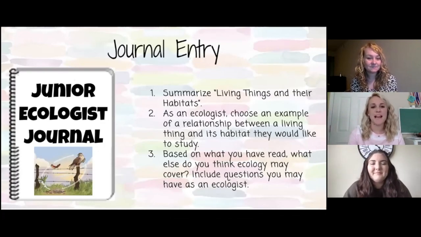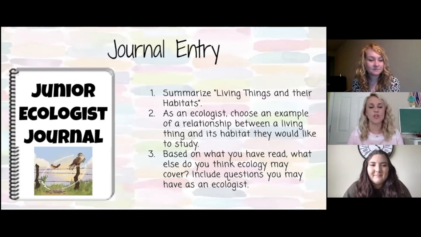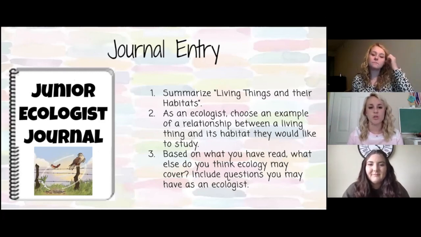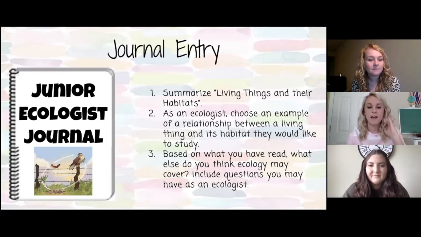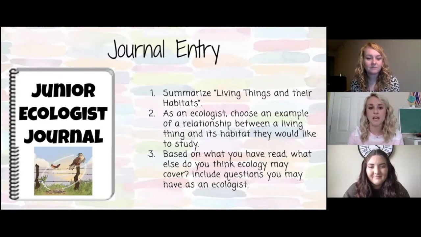Okay, and so our last thing, this whole unit, we're going to keep a junior ecologist journal. So your first journal entry, we want you to do 3 things. We want you to summarize living things and their habitats, which was that chapter we just read. If you need to go back and pause the video and read the pages again yourself, that is a great thing to do. And then number 2, as an ecologist, choose an example of a relationship between a living thing and its habitat they would like to study.